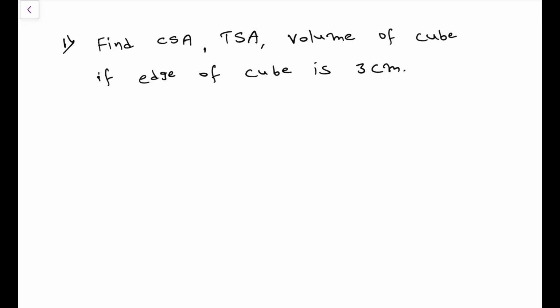Find curved surface area, total surface area and volume of the cube if edge of the cube is 3 centimeters. CSA of cube formula is 4a square. Here a is nothing but edge of the cube, right? Edge of the cube here is given as 3 centimeters. So substitute that 3 in the place of a.